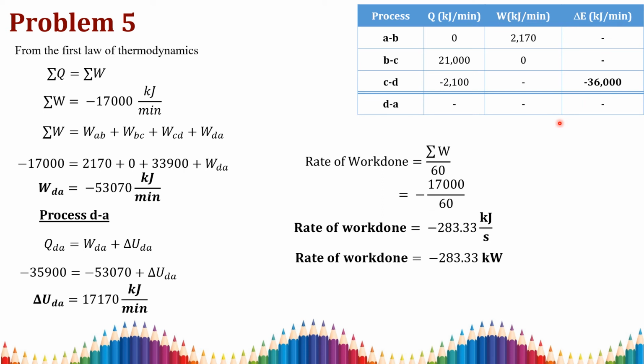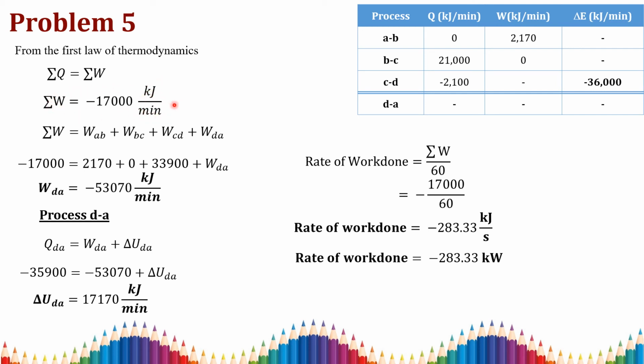Then the next question is the rate of work done in kilowatt. So we need to find the rate of work done in kilowatt. Here the work done is in the unit of kilojoule per minute. If you need to convert into watt, what is 1 watt? 1 watt equals 1 joule per second. We know that the summation of work done is minus 17,000 kilojoule per minute. We need to do this unit conversion, and we can directly obtain the answer.